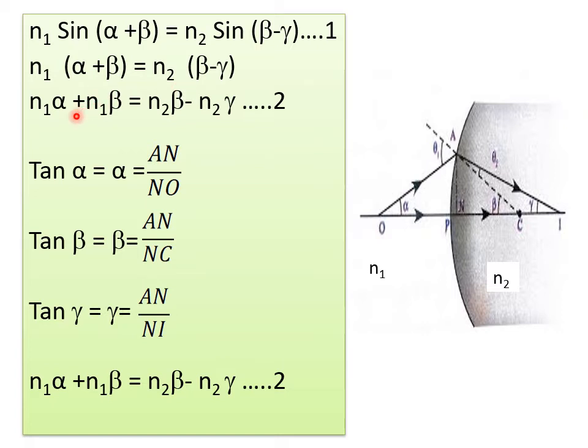Now you just multiply n1 into alpha plus beta and n2 into beta minus gamma. So that equation changes to n1 alpha plus n1 beta, that is equal to n2 beta minus n2 gamma. That is your equation 2.